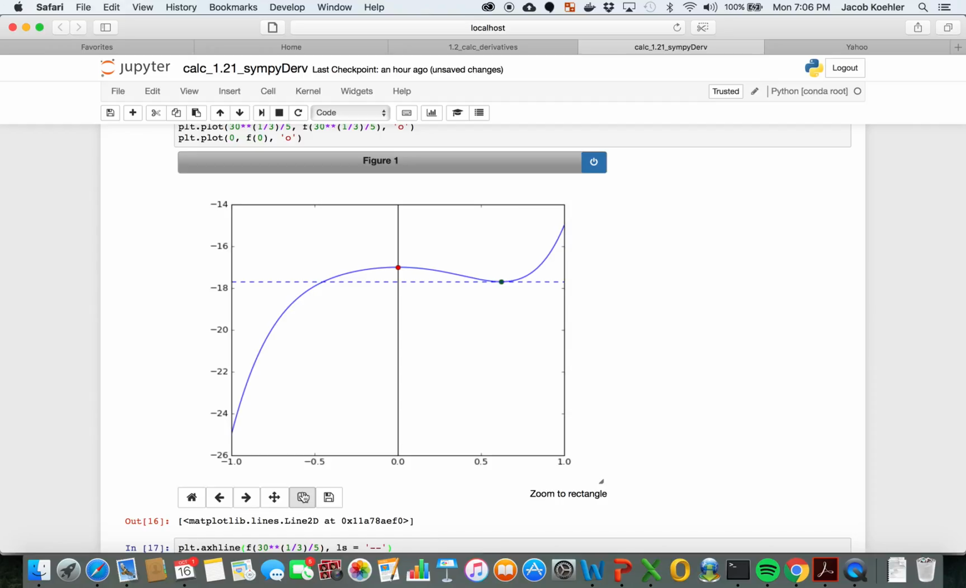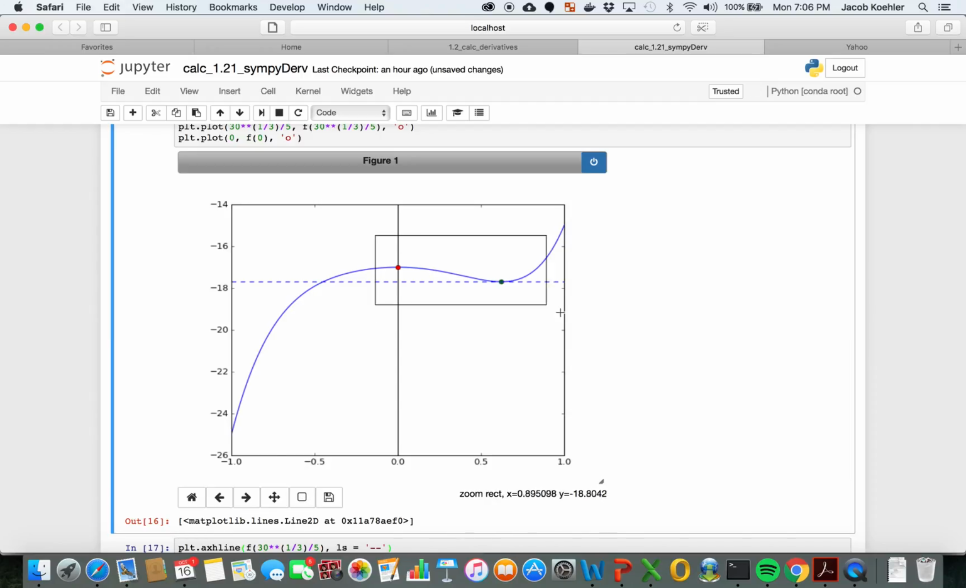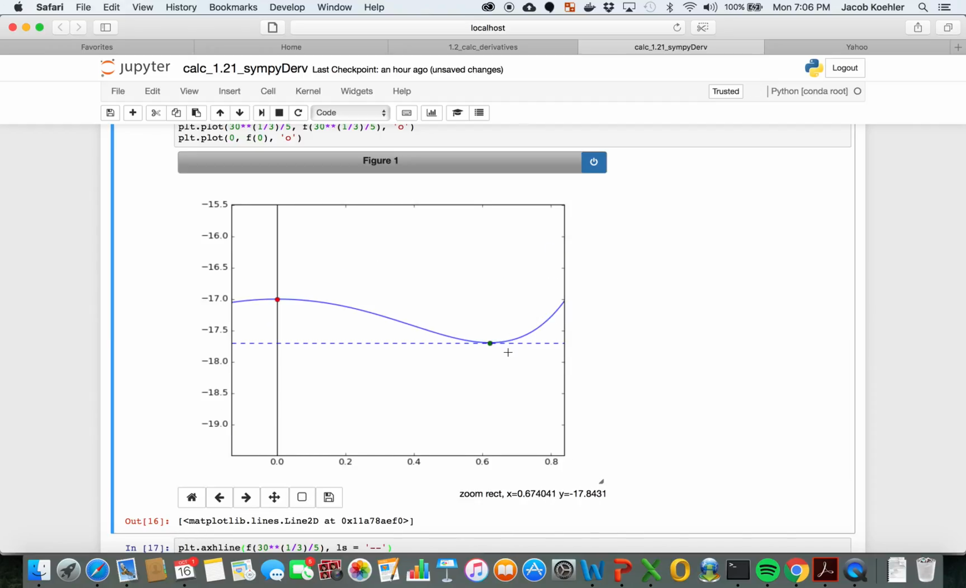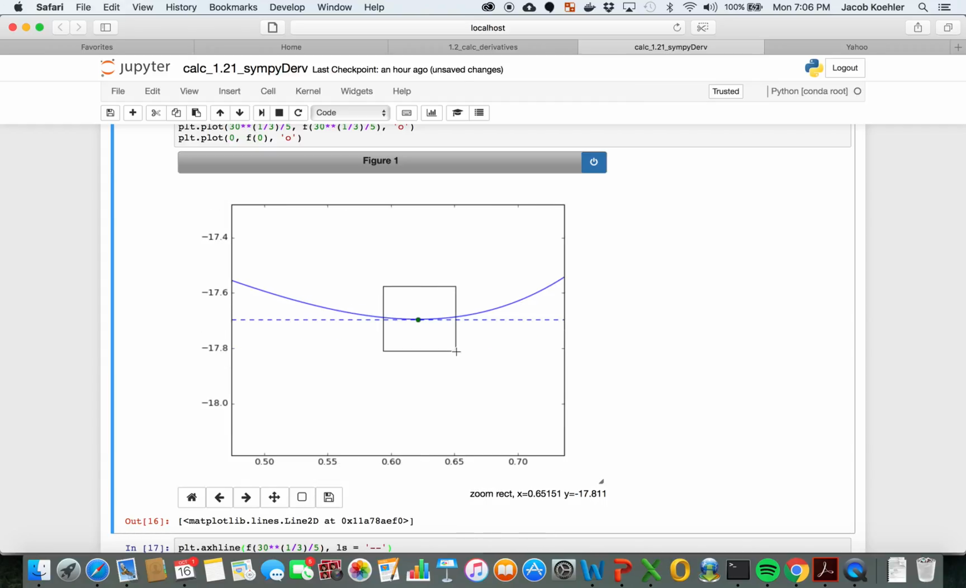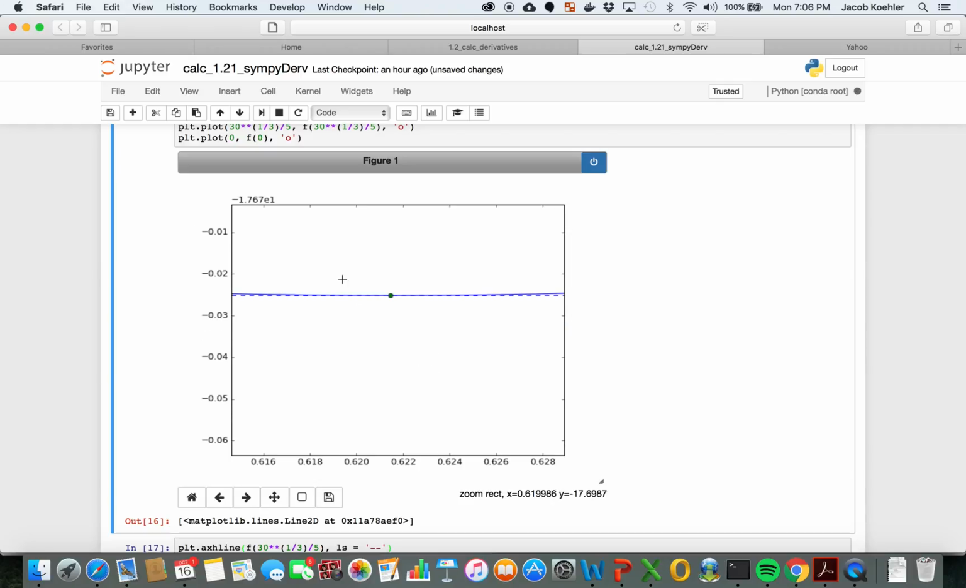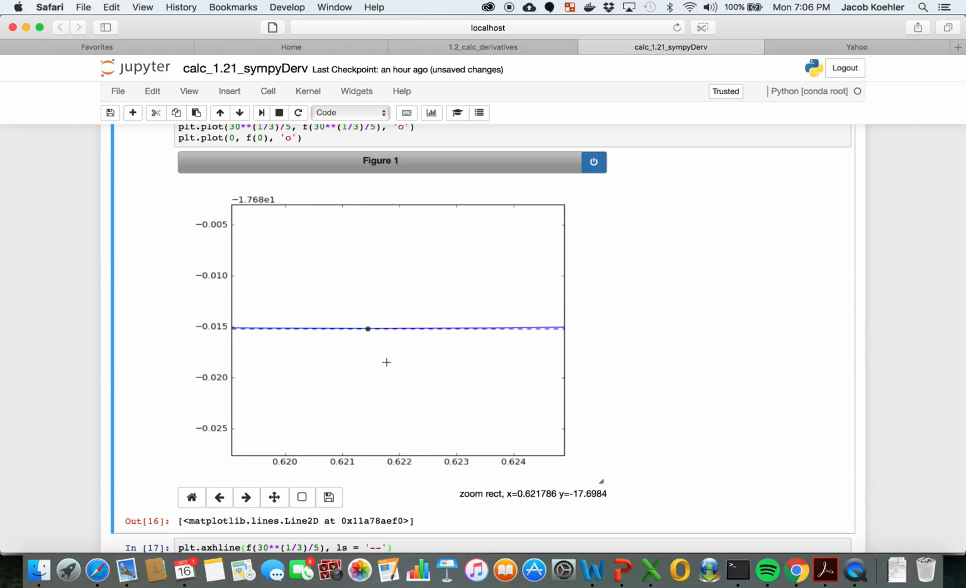And if we want to zoom in. Looks pretty good. Zoom in. Okay. That's it.